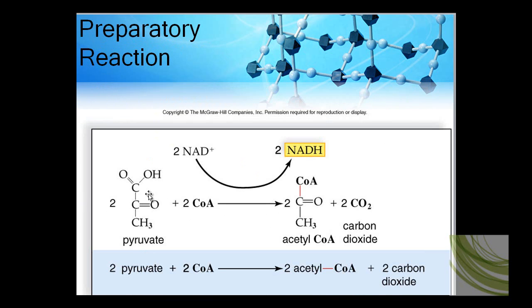Here is the prep reaction. We make some NADH. We go from this molecule to this molecule. And this molecule becomes the fuel for the next phase, which is the Krebs cycle.